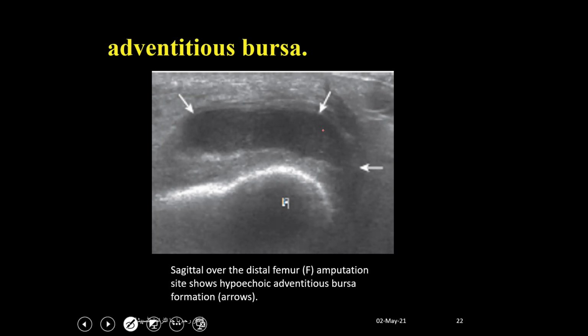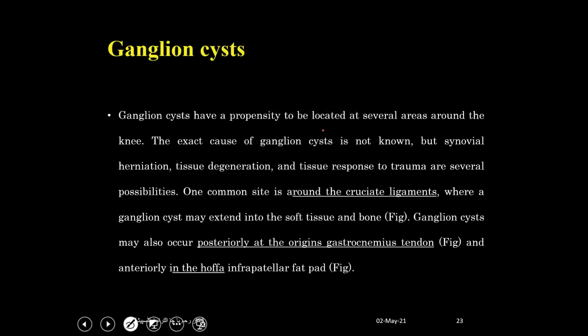Adventitious bursa. In some patients you can have adventitious bursas, and that could be due to the repeated movement of any structure where naturally no bursa was present, but later on due to repeated movement the need of a bursa was felt and gradually a bursa was formed. In cases of amputation of the limb, there appears some adventitious bursa.